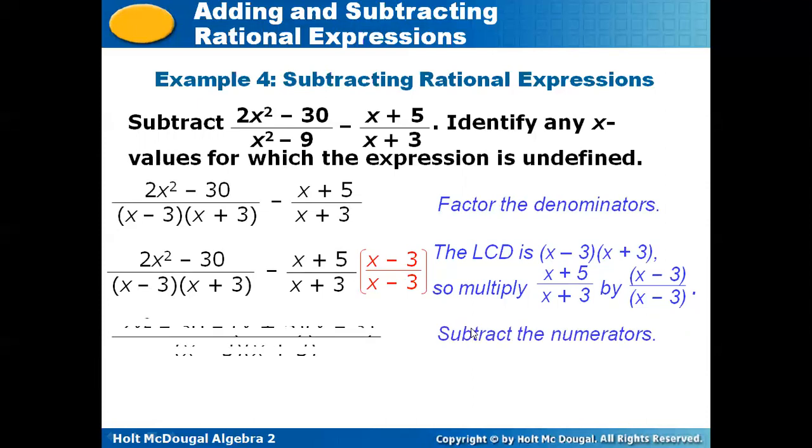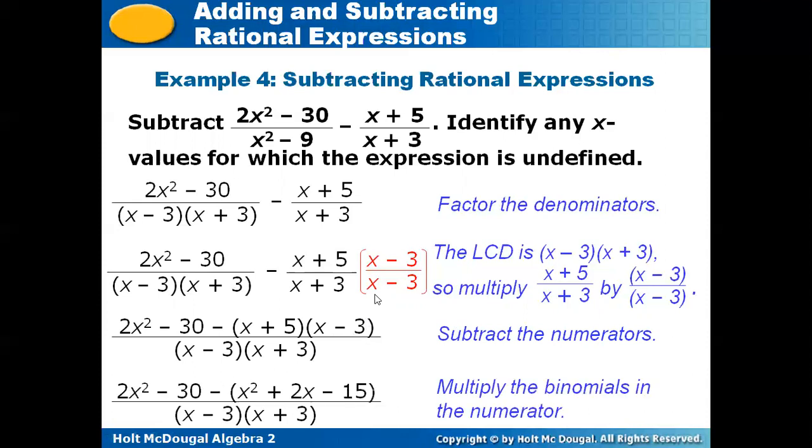Subtract now the numerators. So you will have 2x squared minus 30 minus the product of x plus 5 and x minus 3, over the LCD, that is x minus 3 times x plus 3. Then multiply the binomials in your numerator. That would be 2x squared minus 30 minus the quantity x squared plus 2x minus 15. That is the product of x plus 5 times x minus 3. You can apply the distributive property and then combine like terms over the denominator, x minus 3 times x plus 3.